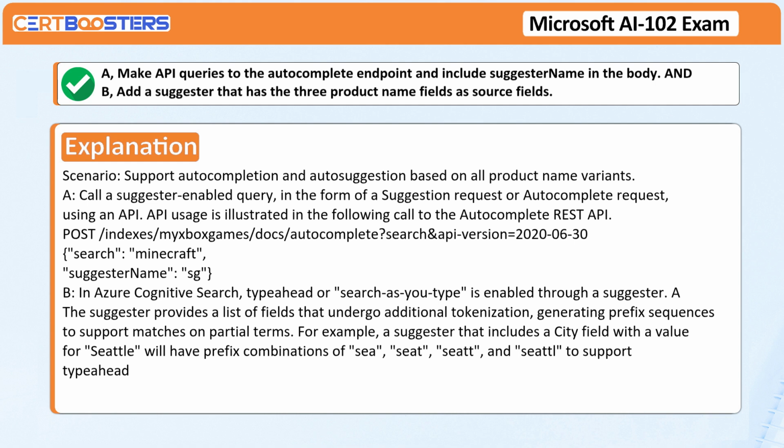B. In Azure Cognitive Search, type ahead or search as you type, is enabled through a suggester. The suggester provides a list of fields that undergo additional tokenization, generating prefix sequences to support matches on partial terms. For example, a suggester that includes a city field with a value for Seattle will have prefix combinations of S, Se, Sea, Seat, Seatt, and Seattle to support type ahead.